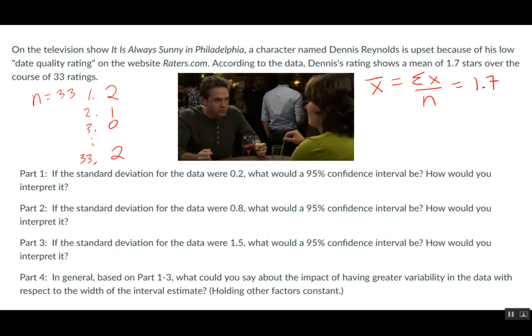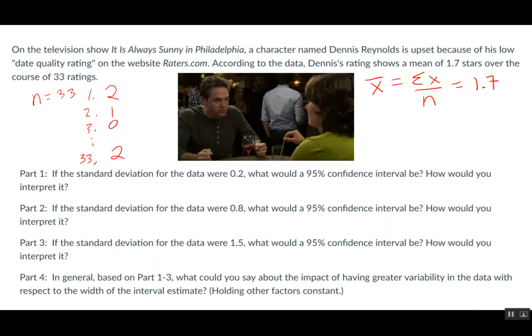You're given that information. Now, something very important, just as important as the mean, is the standard deviation, because that tells us how much the data vary. In other words, is somebody giving him 0 stars and the next person is giving him 5, the next person is giving 0, 5, 1, 5, or is it consistently right around 1 or 2 stars? That's what the standard deviation measures. So here we're given the standard deviation.